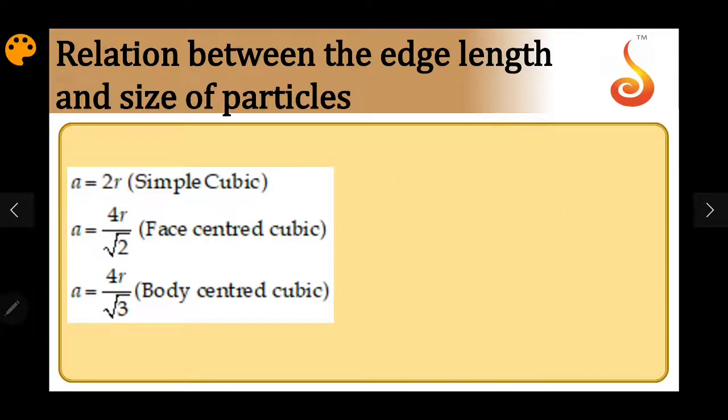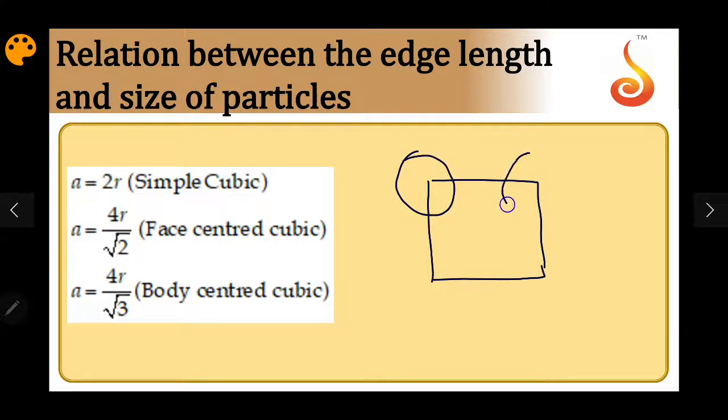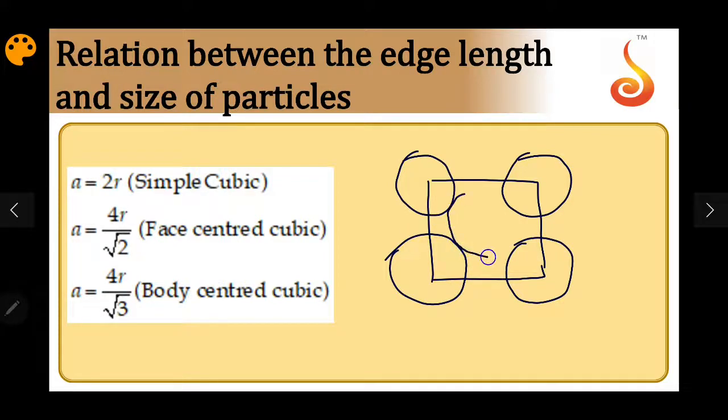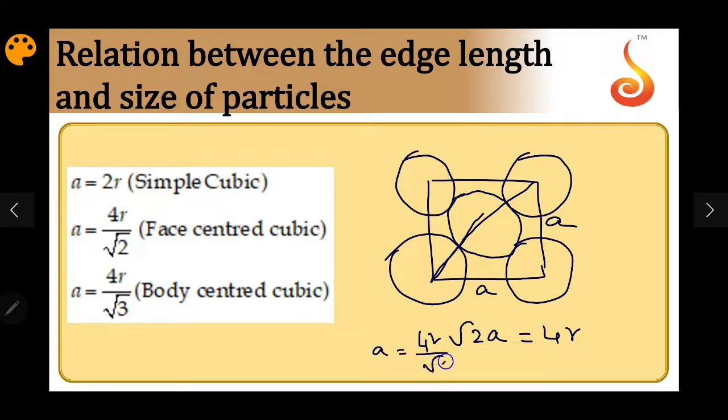Face centered cubic. If I take face centered cubic, this is the face. So these are particles 1, 2, 3, 4. They are not in contact along the edge length, they are in contact along the face diagonal. So this is a, this is a. If you apply the Pythagoras theorem, this will be root 2 a. So root 2 a is equal to 4r, or a is equal to 4r by root 2. Okay, that is for FCC.